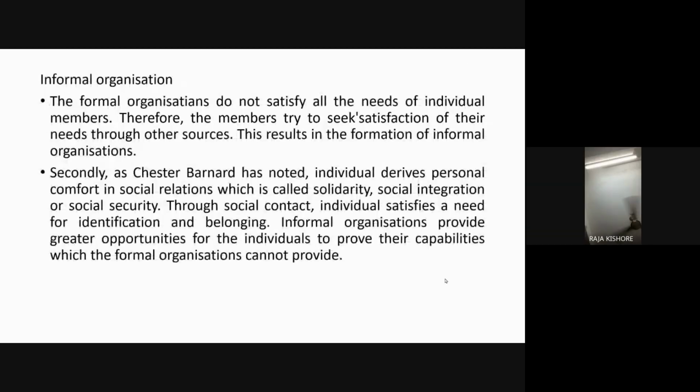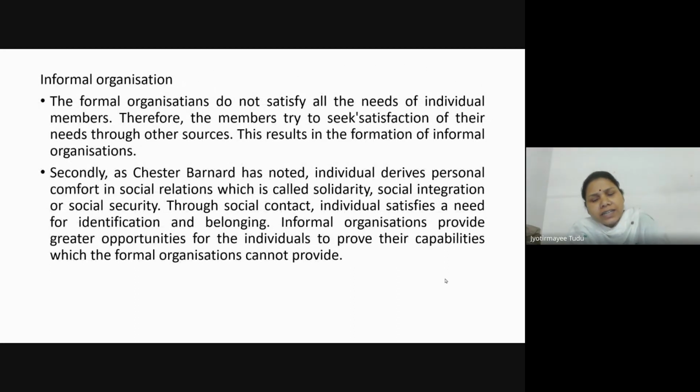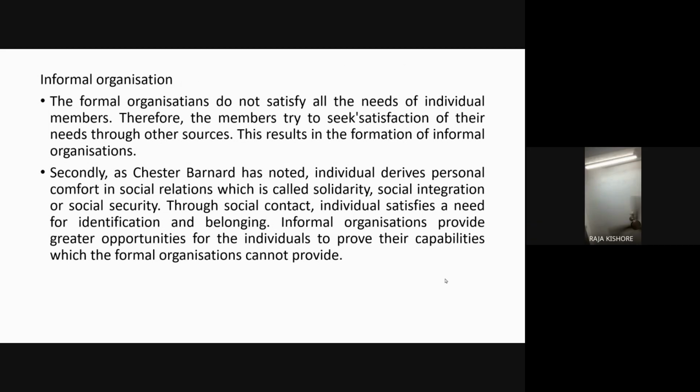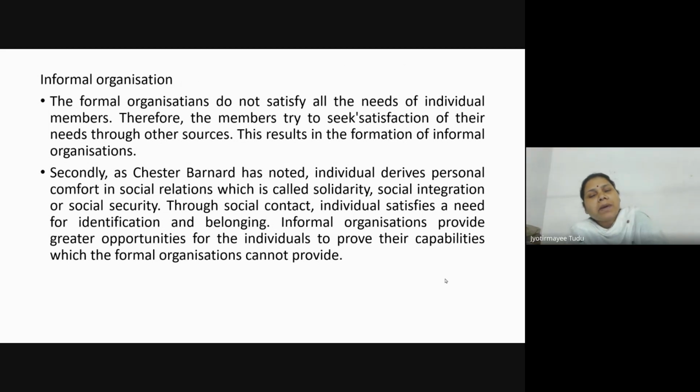Yes, now come to the informal organization. The necessity of informal organization arises because formal organizations essentially do not offer the scope to satisfy all the needs of individual members. It is expected that a human being working in a formal organization is not allowed to exchange his or her emotions or personal opinion, as that person needs to undertake the activities relating to the work in a very professional manner and also abide by the rules and regulations.